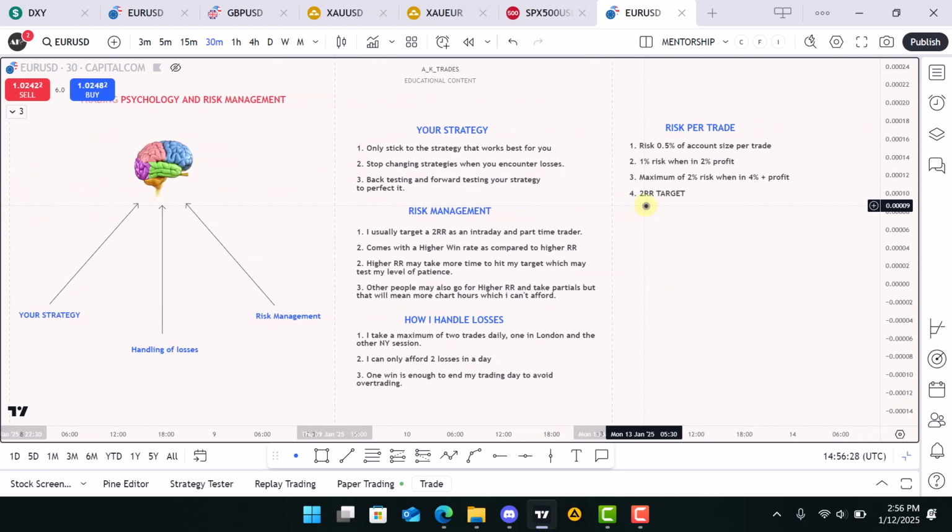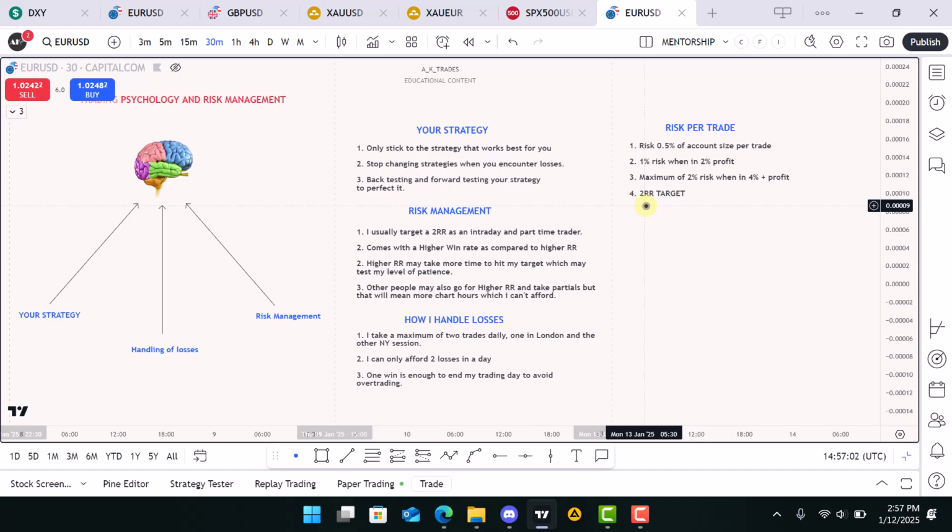Now, how much do I risk per trade? Normally, I risk 0.5% of my account size per trade. So I'll continue to trade with 0.5% of my account size till I reach 1% of profit. Now at 1% of profit, I can risk 1% of my account size. So I'll continue with 1% till I reach 2% of profit.